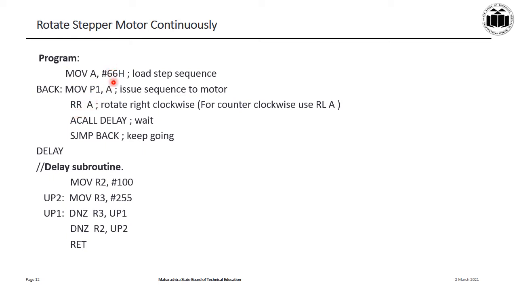but we are only loading the 4 bits in port 1 because only 4 pins of port 1 are used. Delay is called, and then this keeps rotating continuously. We can change the speed of the motor by changing the delay. For rotating anti-clockwise or counterclockwise, instead of rotate right accumulator, we can use rotate left accumulator. So we can compare that we have reduced the number of programming steps.